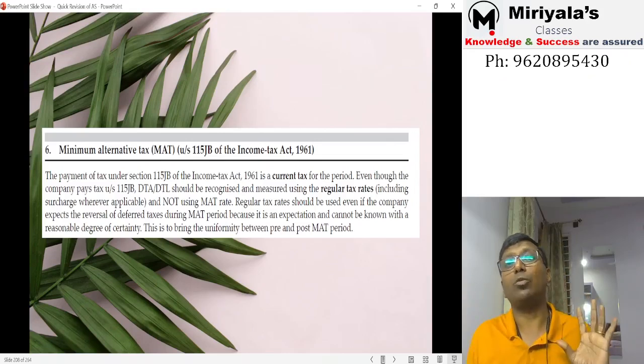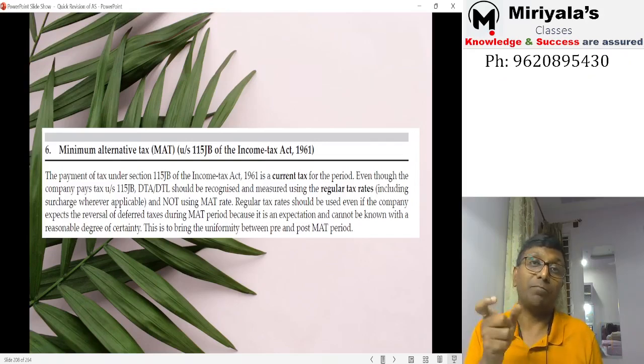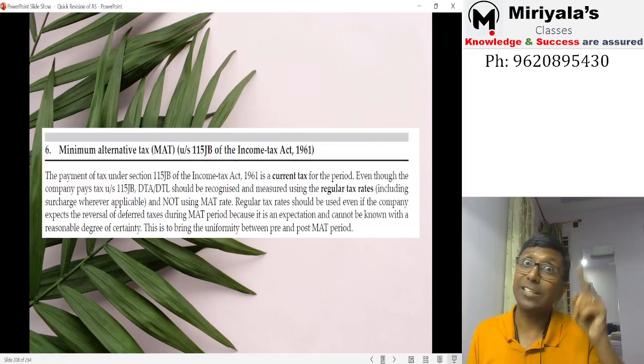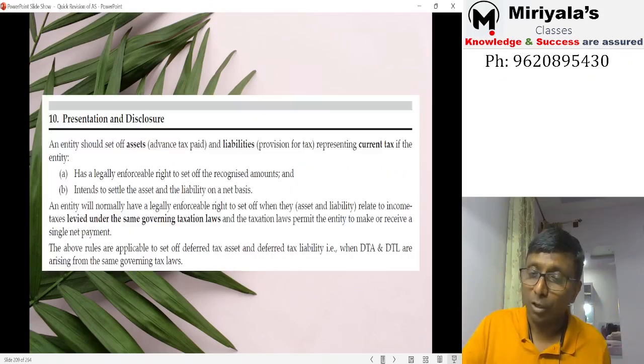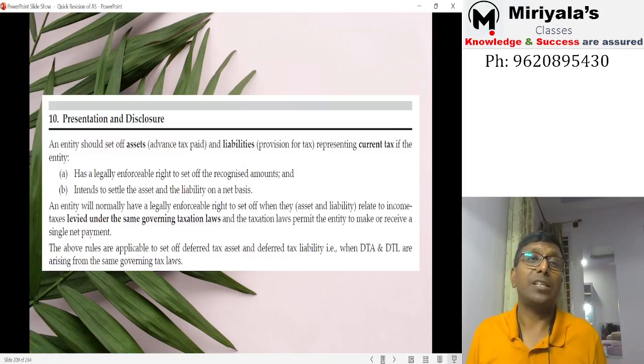Then you compute your MAT: the book profit into the MAT rate. That is going to be the current tax, not the first one you calculated. That one I told you only to get the deferred tax, which is going to be useful. And the last slide with respect to the standard is presentation and disclosure.